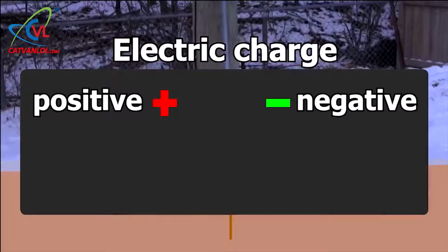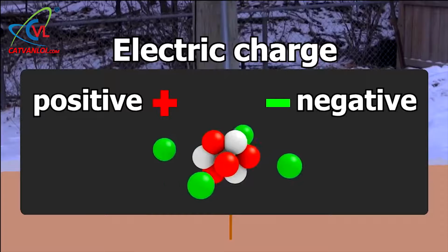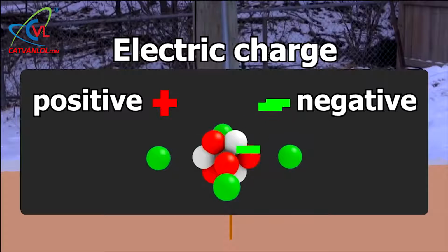Electric charge can be either positive or negative. Looking at an atom, the protons locked in the atom's nucleus have a positive charge, and the electrons surrounding the nucleus have a negative charge.